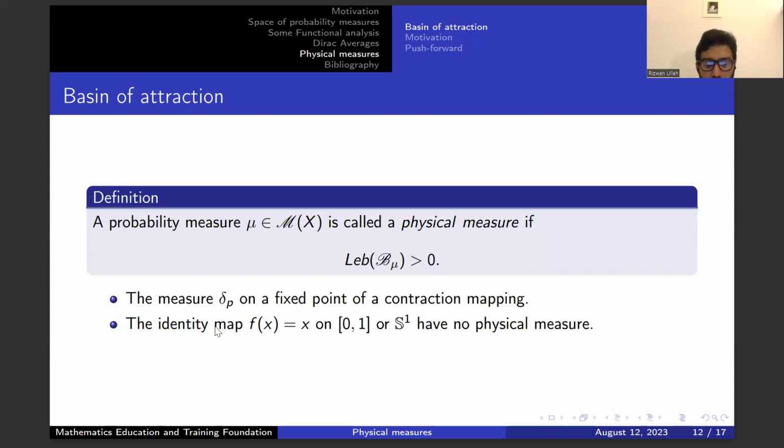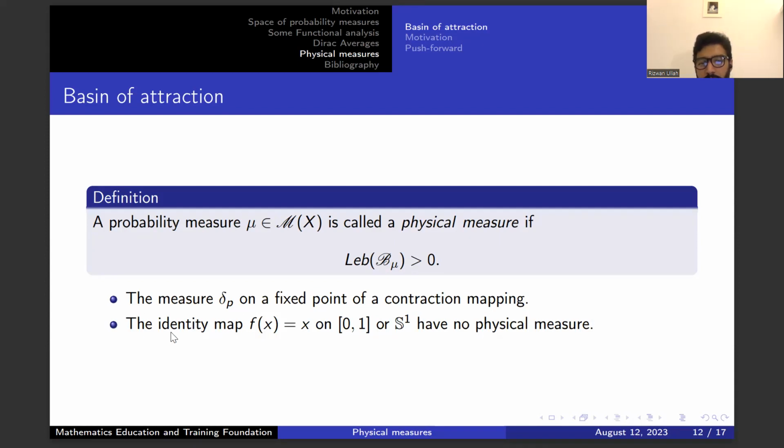But it's not always true that a system must have a physical measure. For example, a very simple system, which is the identity map on the interval 0, 1 or over the circle. You can think of it as a circle; by circle, I mean you just identify the endpoints of the interval 0, 1. This system doesn't have a physical measure. It's very easy to figure out, because you can see the orbit is just that point.